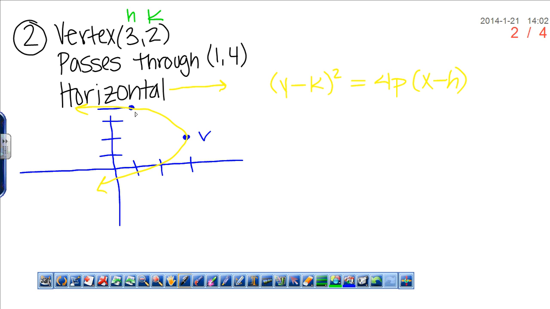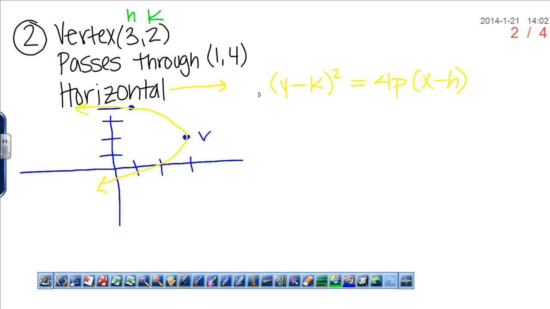One thing that you need to know is you cannot assume that this point is on the focal width or the focal chord. Okay? You can't assume that this point is on the focal chord unless it tells you that point is an endpoint of the focal chord. If it doesn't tell you that, you can't assume it. Okay? So, instead, we need to use this 1, 4 in a different way. What do you think we could use it for?